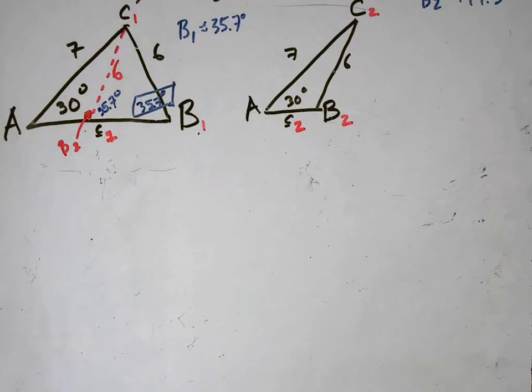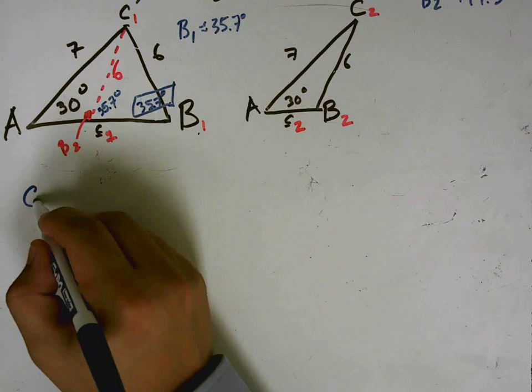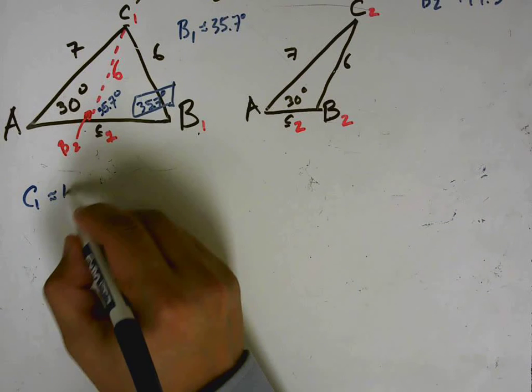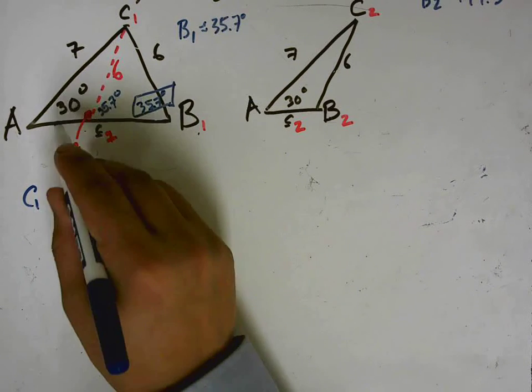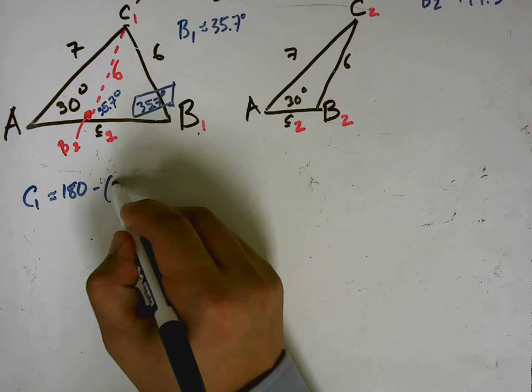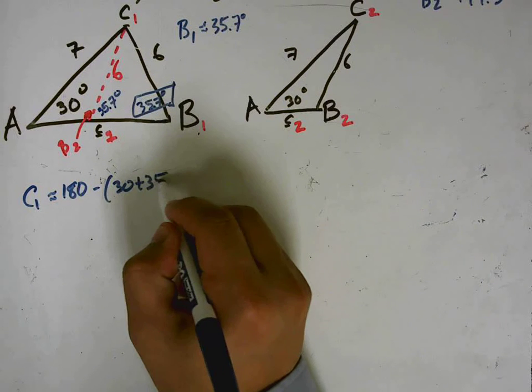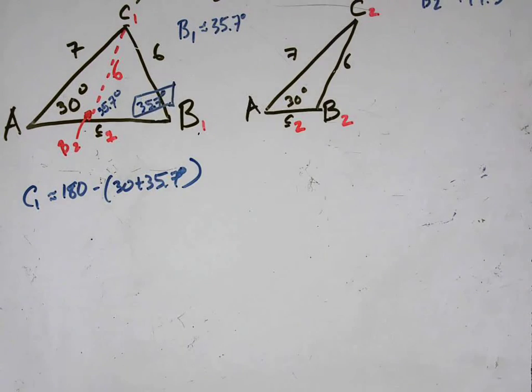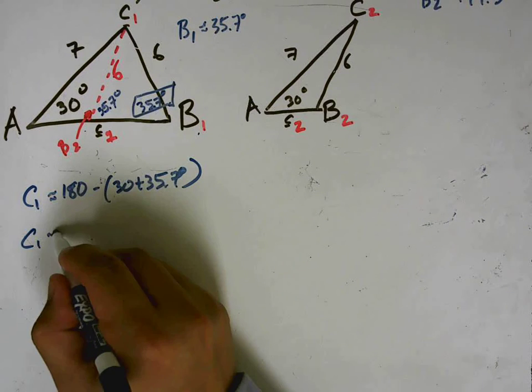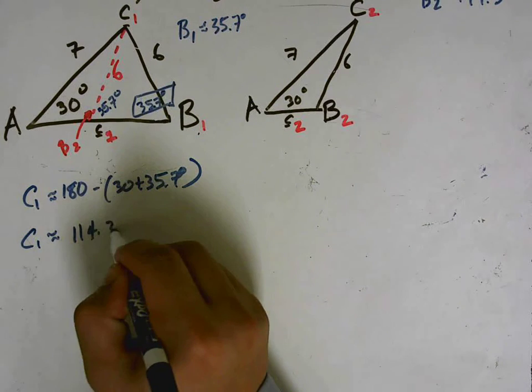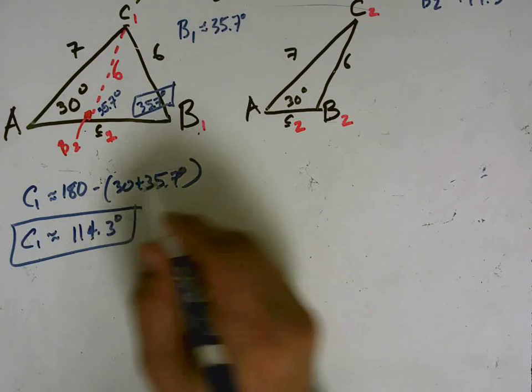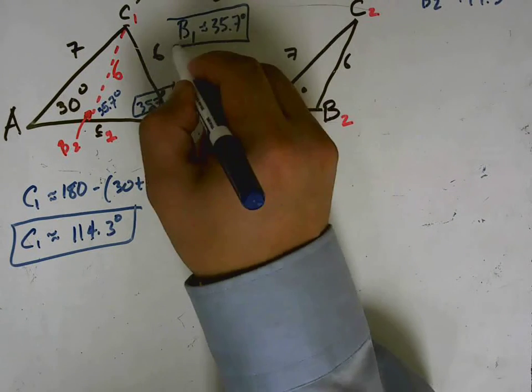Okay. So let me solve this triangle first. So I would like to solve for C1. So C1 is really 180 minus 30 plus 35.7. So C1 is approximately 114.3 degrees. Okay, let me box all of these answers here.